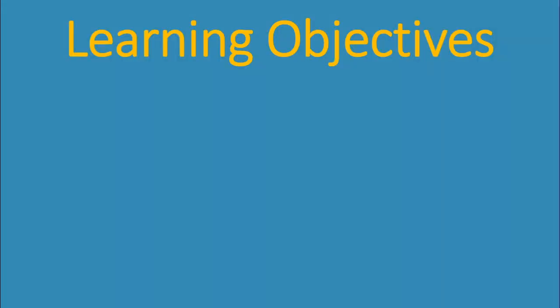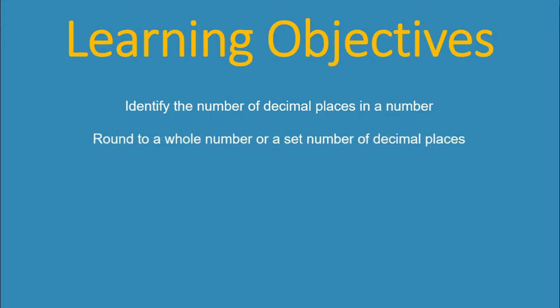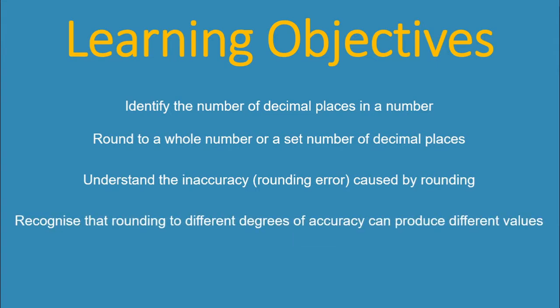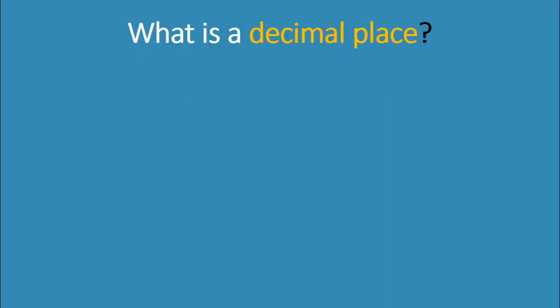Let's get started. First of all, our learning objectives for today are to be able to identify the number of decimal places in a number, to be able to round to a whole number or a set number of decimal places, to understand the inaccuracy or the rounding error caused by rounding, and to recognize that rounding to different degrees of accuracy can produce different values.